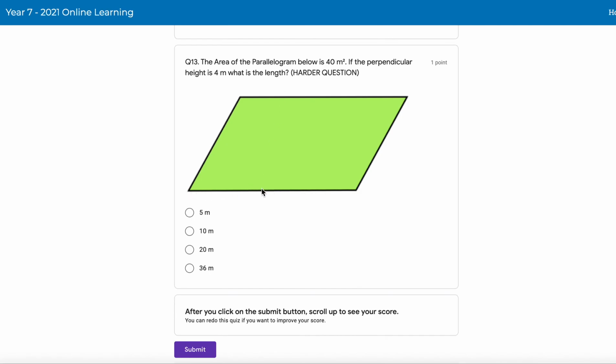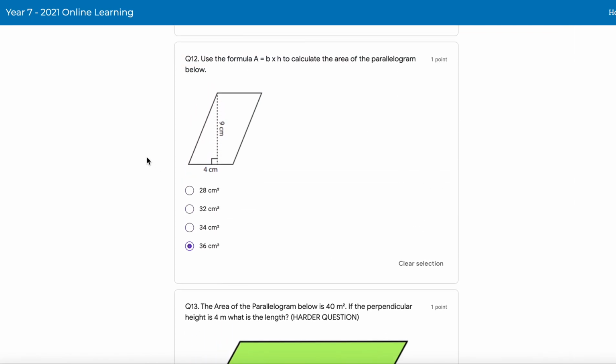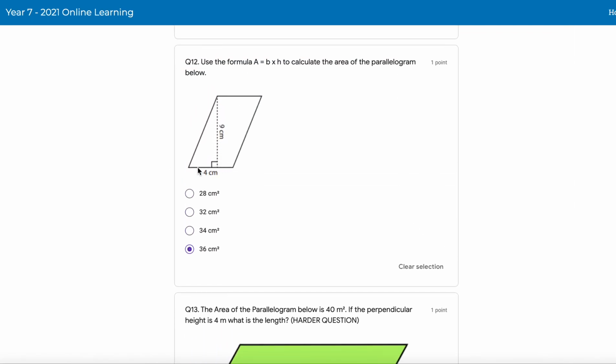And what's another word for length from our previous questions? What do we call this length here? We call it the base. So they're asking us to find the base. And they've given us the area, which is 40. They've given us the height, which is 4. And they want us to tell them what the base is. Well, can you imagine if this formula here said 40 equals base times 4? That means that the base is some number that when you multiply the base by 4, you end up with 40.